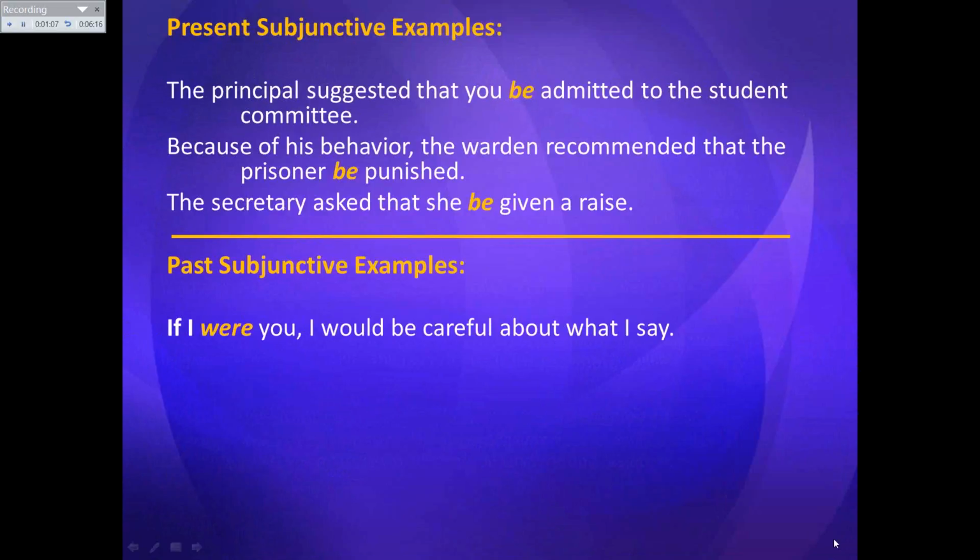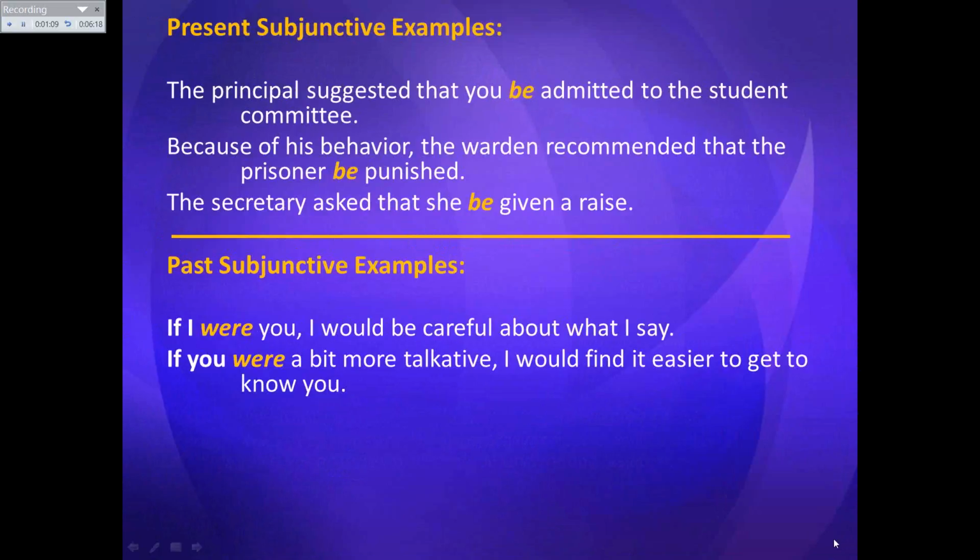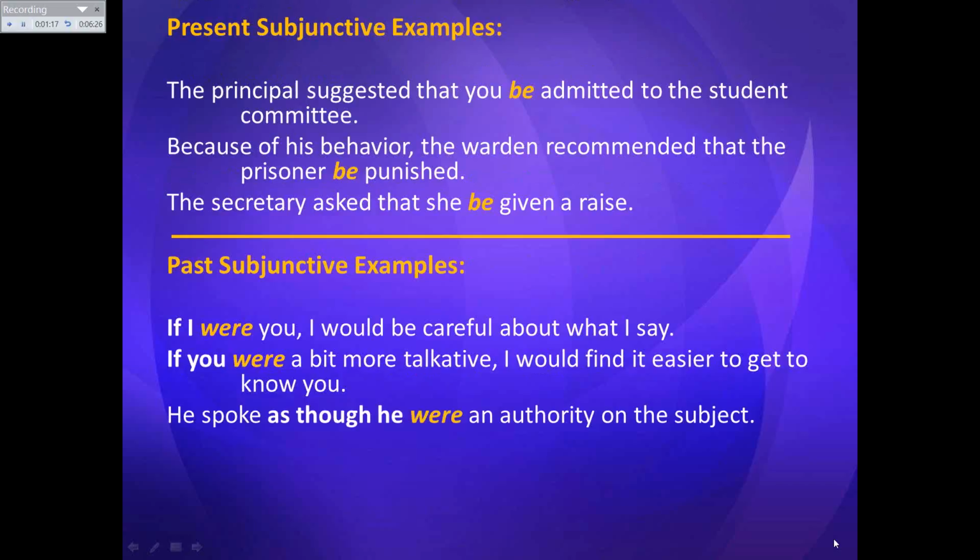If I were you, I would be careful about what I say. If you were a bit more talkative, I would find it easier to get to know you. He spoke as though he were an authority on the subject. You cannot say he spoke as though he was an authority. It's got to be as though he were. Remember that these past subjunctive words come generally with the word if and with the phrase as though. If I were you, he spoke as though he were.